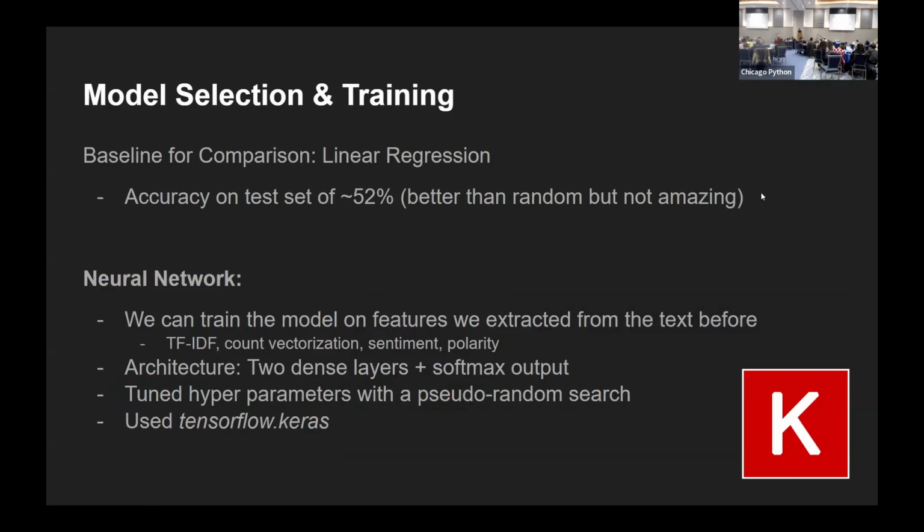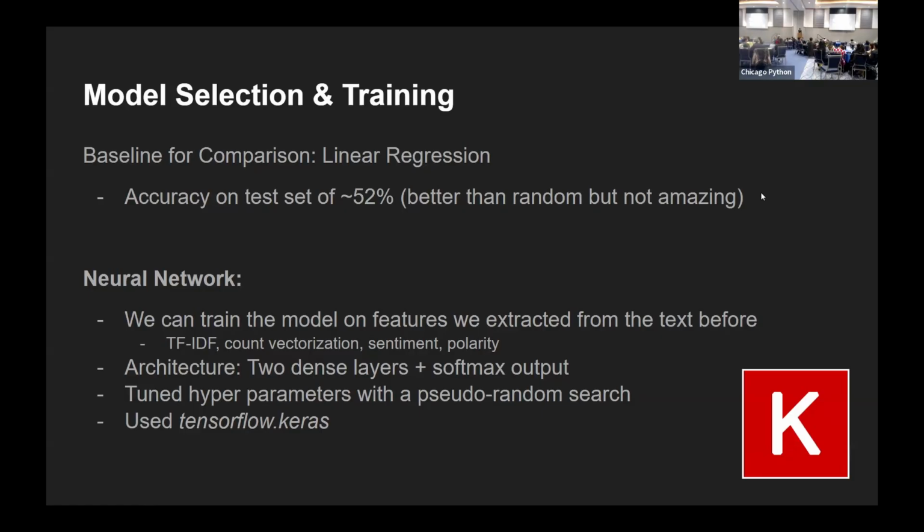As a baseline to compare to, I built a linear regression model, also because it was a requirement for the class. That had a rough accuracy on the test set of like 51.8, or like 52, which is better than random, but also not really that great. If you were a bank or something and you were relying on this model, that would be not exciting. So linear regression, not that great.